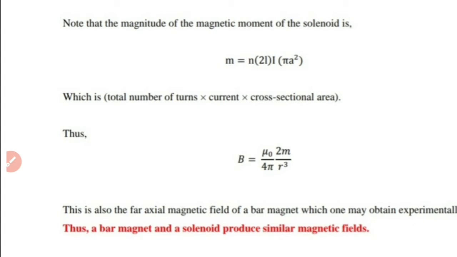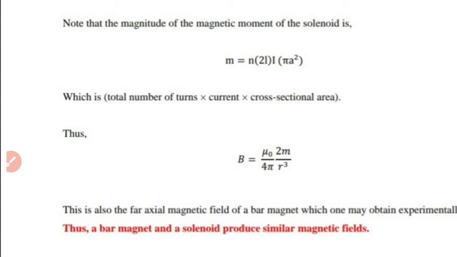Then n into 2L: small letter n is the number of turns per unit length, and 2L is the total length. So n into 2L becomes the total number of turns. So total number of turns into I into A becomes the total magnetic moment. So these terms can be replaced with that m. That m is the magnetic moment. Now just multiplying and dividing with one more term, that is 2, our equation becomes B is equal to mu 0 2m by 4 pi r cube.